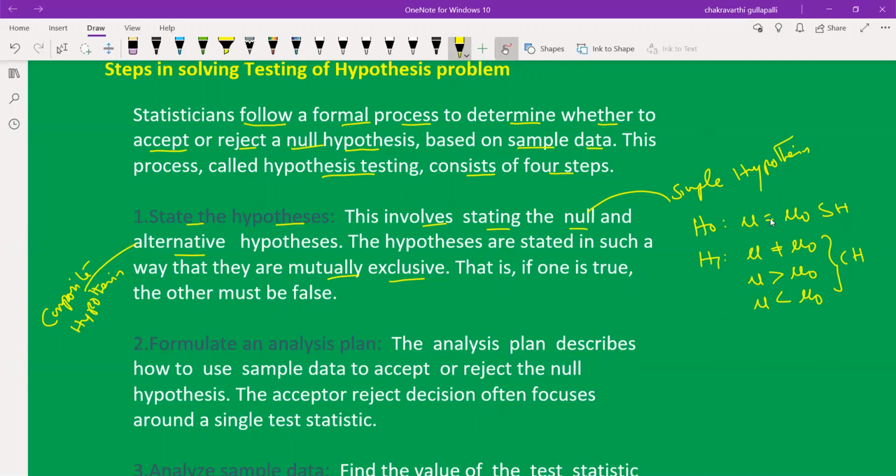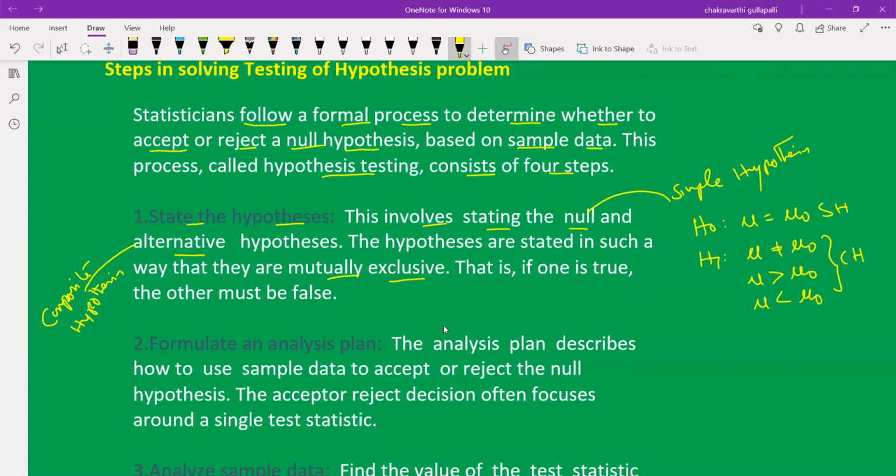Here, sigma square is a known value. Here, the population mean is an unknown value. Using this statement, the formula and procedure, we have to test whether the population mean is equal to some specified value. So this is a simple hypothesis. The alternative hypothesis is in the form of a composite hypothesis.